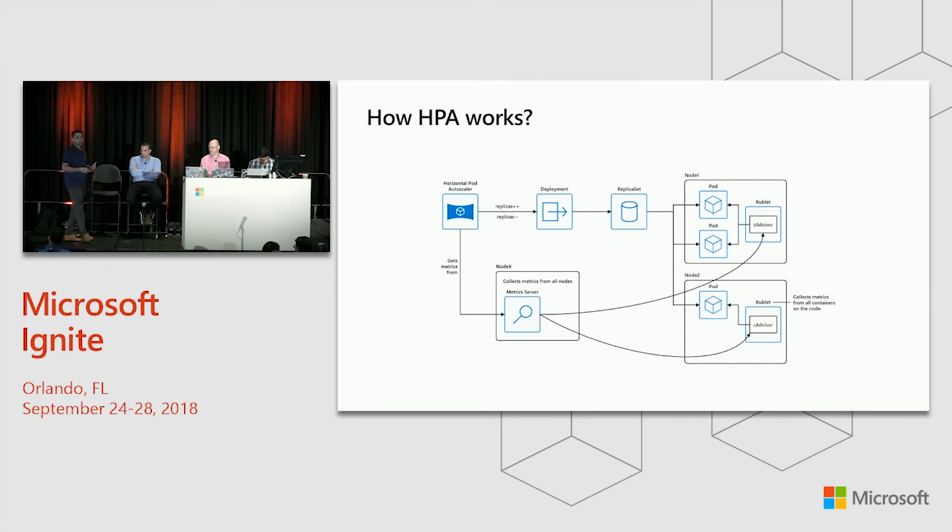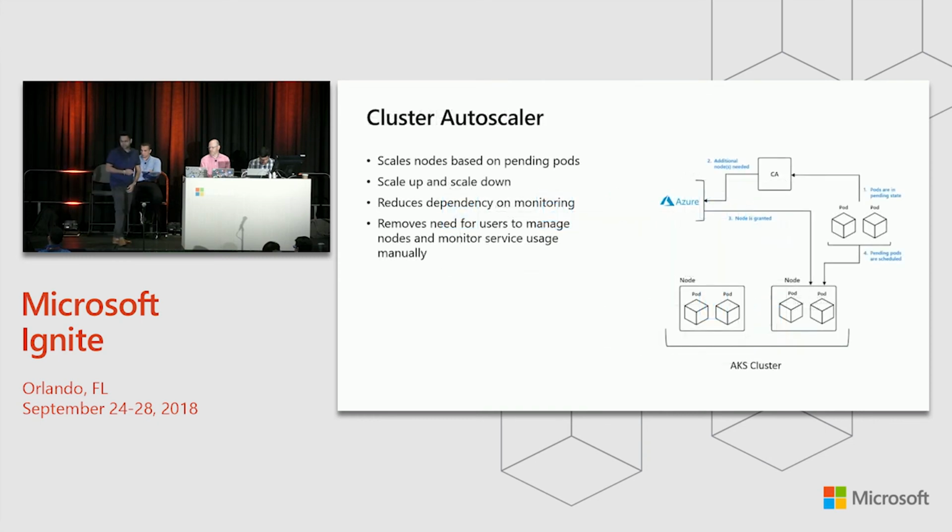What if the API server cannot place these pods? Let's take a look at something called the cluster autoscaler. This is going to be available in AKS in a couple of weeks. The way it works is it scales nodes based upon pending pods.